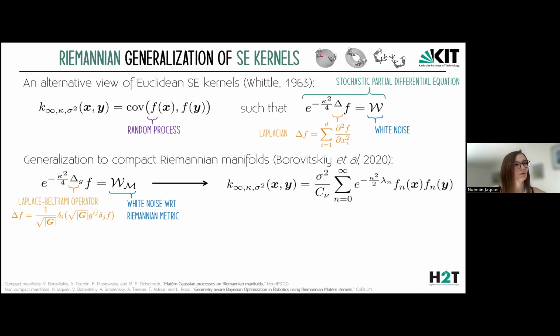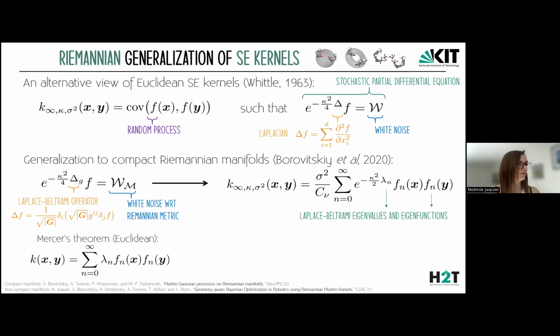So we solve this equation, we compute the covariance, and this is the type of kernel that we obtain, where the lambda and the f's are the Laplace-Beltrami eigenvalues and eigenfunctions. So you see basically our kernel is an infinite sum of those eigenvalues and eigenfunctions of the Laplace-Beltrami operator. And for those of you who are familiar with the Mercer theorem, you can see that it's actually very similar. In Euclidean space, we also have kernels that are defined as an infinite sum of eigenvalues and eigenfunctions.